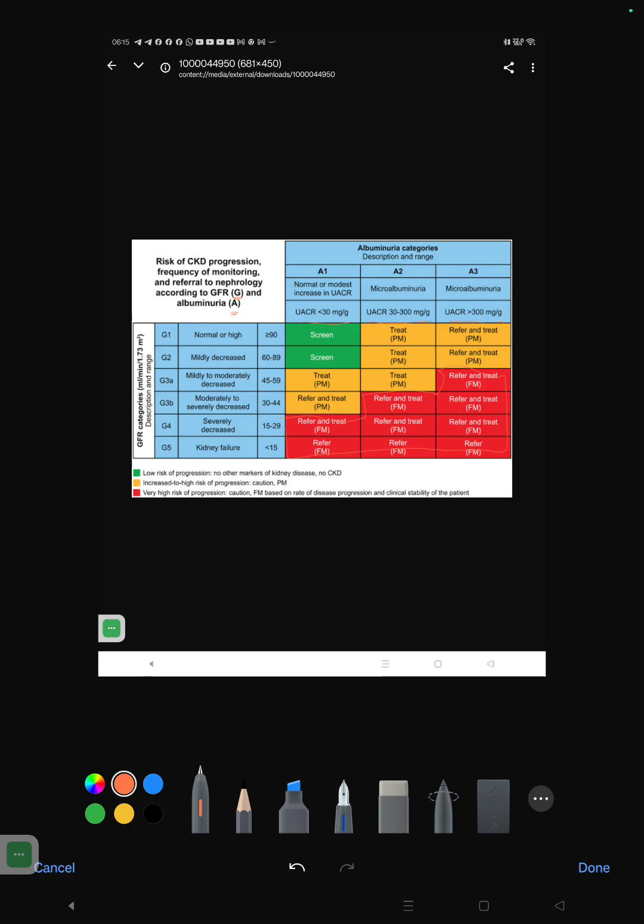All the values which are in orange should be treated with macroalbuminuria. With macroalbuminuria, also refer to the nephrologist. And the patients who have everything normal and eGFR is only mildly decreased and UACR is less than 30, we just have to screen them annually.